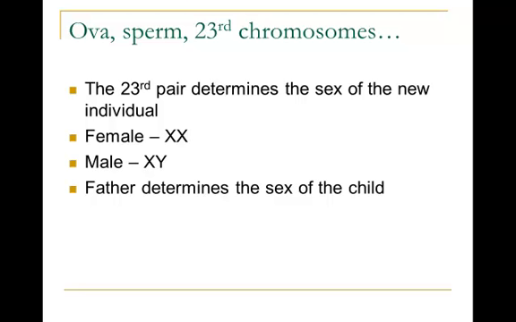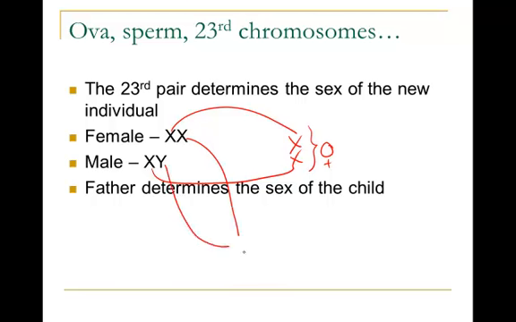Something to remember is that we have these 23 pairs. 22 are autosomes, and we'll talk about those in patho, but the 23rd pair is the sex chromosomes. How they're differentiated is that the female always has two X's and the male has XY. So let's say mom brings one X and dad brings an X. That's going to be a female. However, what if mom brings an X and dad brings a Y? That's going to be the male. So the father determines the sex of the child.